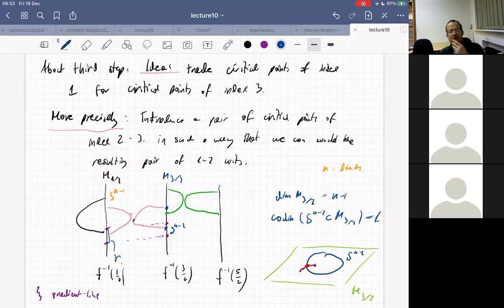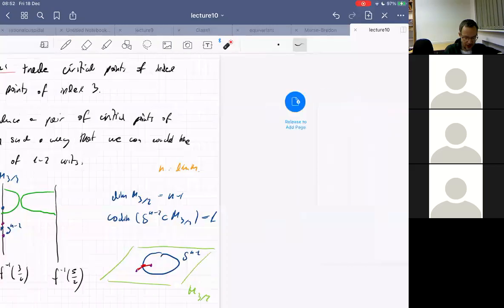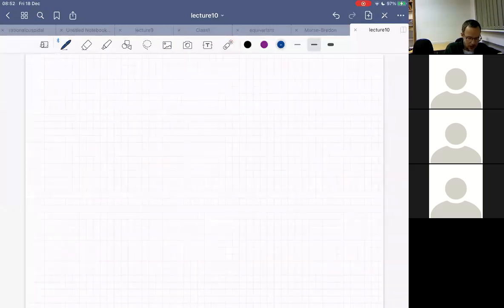And now we connect them, but we want to connect them in such a way that they don't intersect any of the stable manifolds, because we then want to flow gamma back to this level set. So what is the reason that it doesn't intersect? It's the first place where we use the dimension assumption.